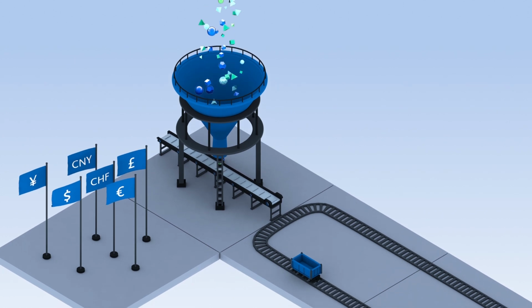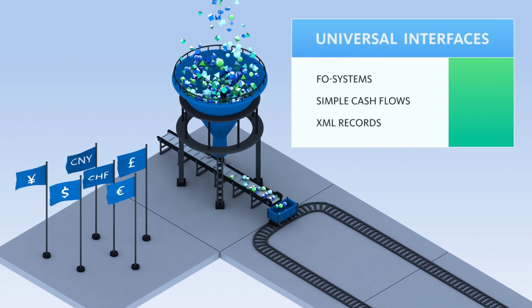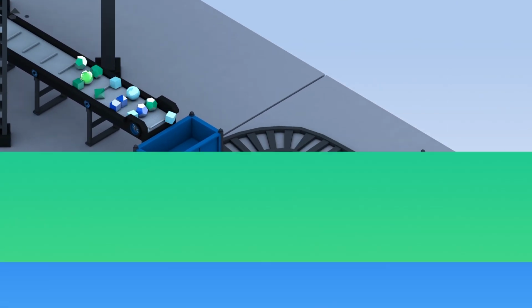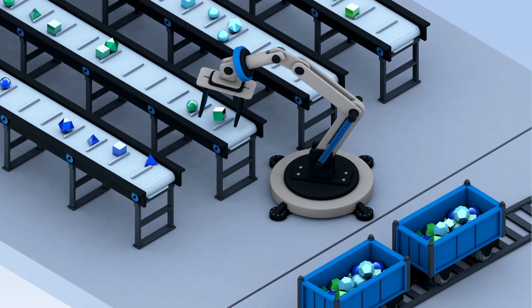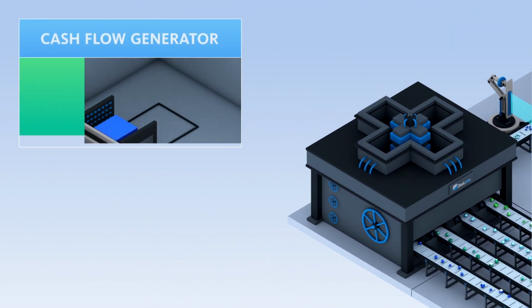Dealane receives such transactions from your existing front office systems or e-commerce platforms. It accepts a wide range of foreign exchange and money market instruments with their specific event types and processes them accordingly. Complex financial transactions are converted into cash flow building blocks.